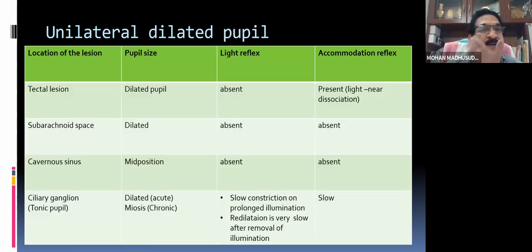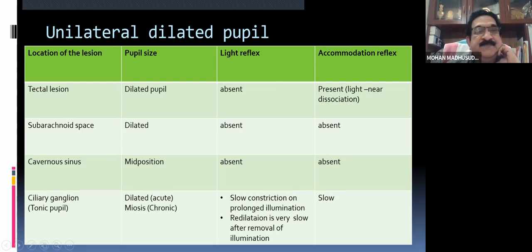If you find a unilateral dilated pupil, these are the four causes you have to keep in mind: a lesion in the midbrain, a lesion in the subarachnoid space compressing the nerve, a cavernous sinus lesion, and a ciliary ganglion lesion. In a midbrain lesion, the pupil is dilated, the light reflex is absent, but the accommodation reflex is present, light-near dissociation. In the subarachnoid space, an efferent third nerve is affected, so both light and accommodation reflexes will be absent and the pupil will be dilated. In a cavernous sinus lesion, the pupil can be dilated, but sometimes it can be mid-position because an associated Horner syndrome is also likely to occur. The other things are the same: light reflex and accommodation will be absent, just like any third nerve palsy.